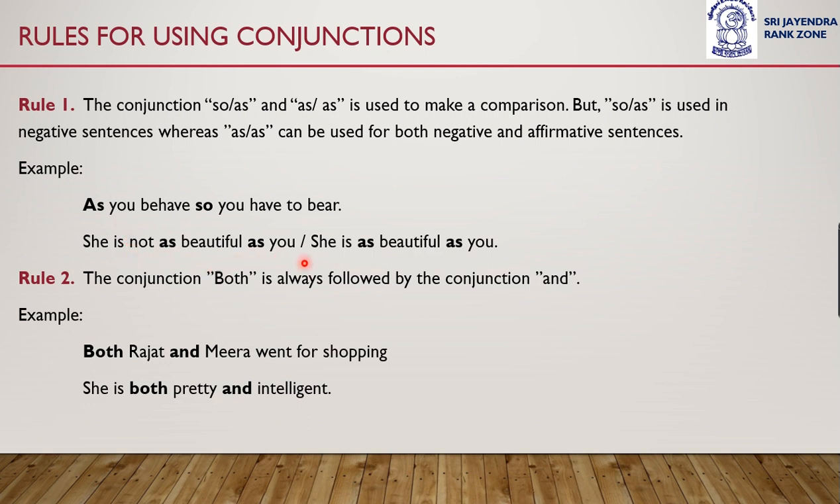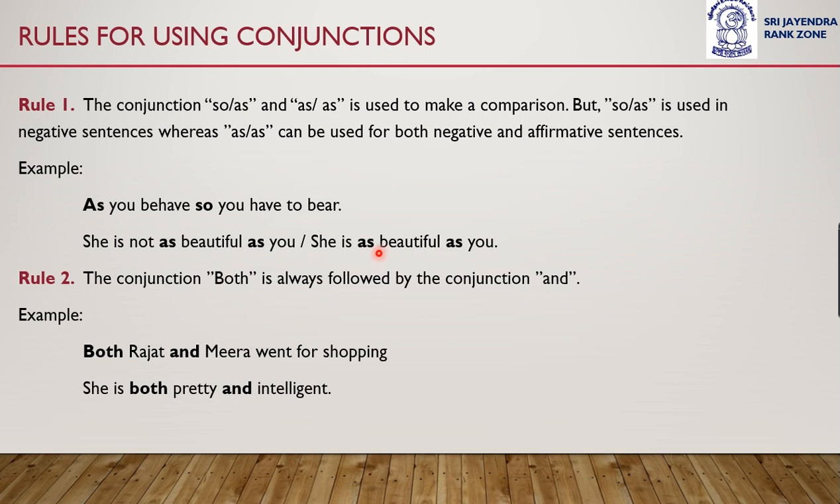She is not as beautiful as you. This is a negative sentence, but we have used "as" and "as" over here. She is as beautiful as you. It is an affirmative sentence, and you can see we can use "as" and "as" in an affirmative sense as well. But "as" and "so" can only be used in negative sentences, while "as" and "as" can be used both in negative as well as affirmative sentences. I hope this is clear to you with this example.